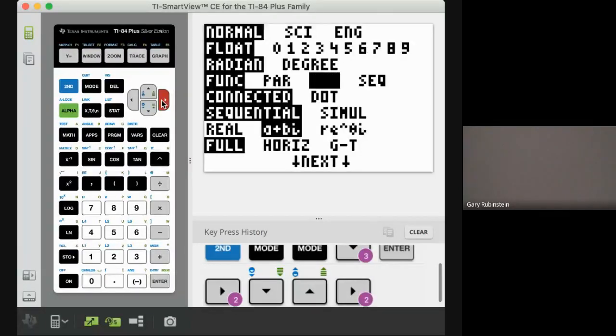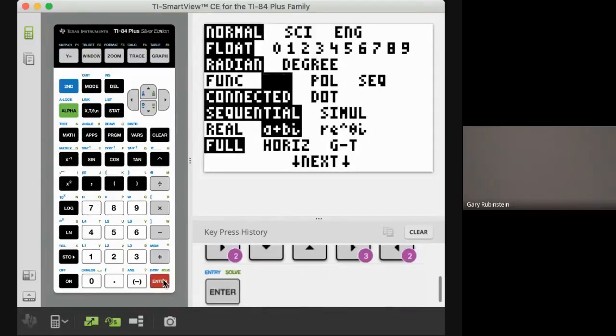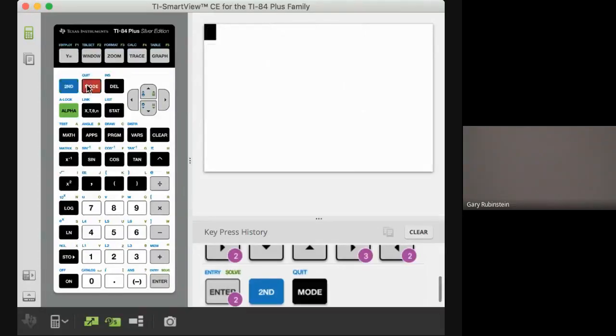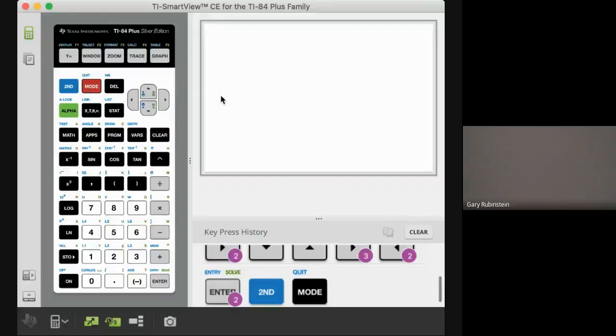This one on the right, SEQ, that's actually for sequences and series. We're not going to worry about that one. But there is a fourth one, and it says PAR. And when I hit enter, and then I say second quit, well, it doesn't look like much changed.